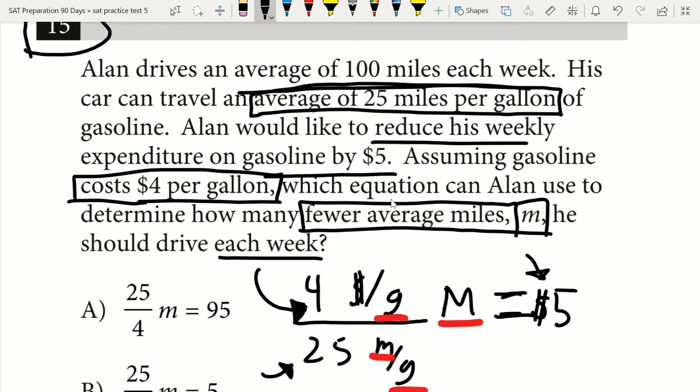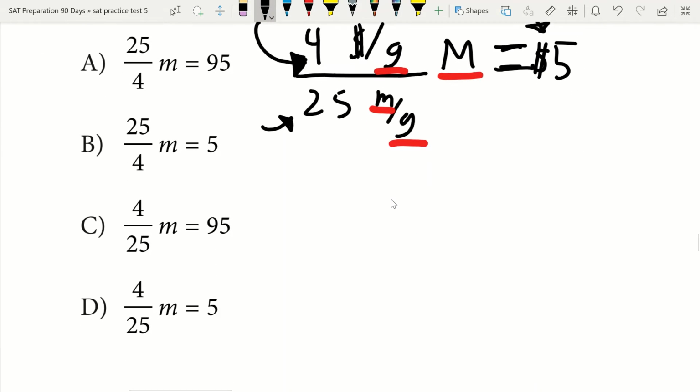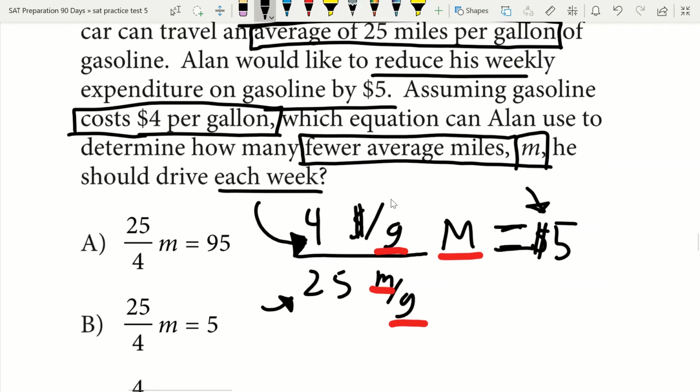So correct answer here, if we look at our equations, we need to have 4 over 25 M equals 5, and we see that that answer there is going to be D. So D would be the correct answer there. So the big things to understand here is canceling units. We see in this one our gallons are going to cancel, our miles are going to cancel, and we're going to be left with our final answer in dollars, just like we need according to our question.